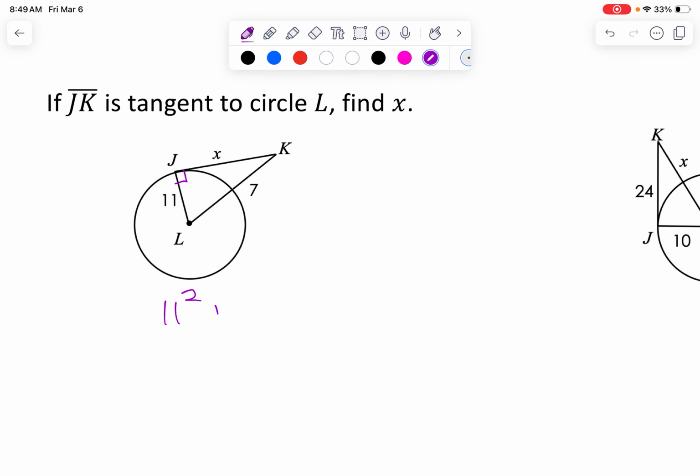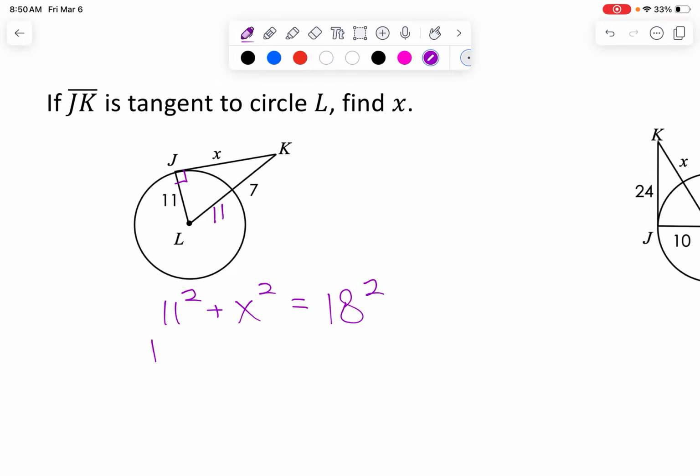So 11 squared plus x squared equals 7 squared. But no, not 7, right? So we've got to add that 11 right there. Remember, the hypotenuse should always be the longest side, so you want to remember, oh, that's 7 over there. That's smaller than the other side over there. That's probably not right. So that means this whole side is 18 squared.